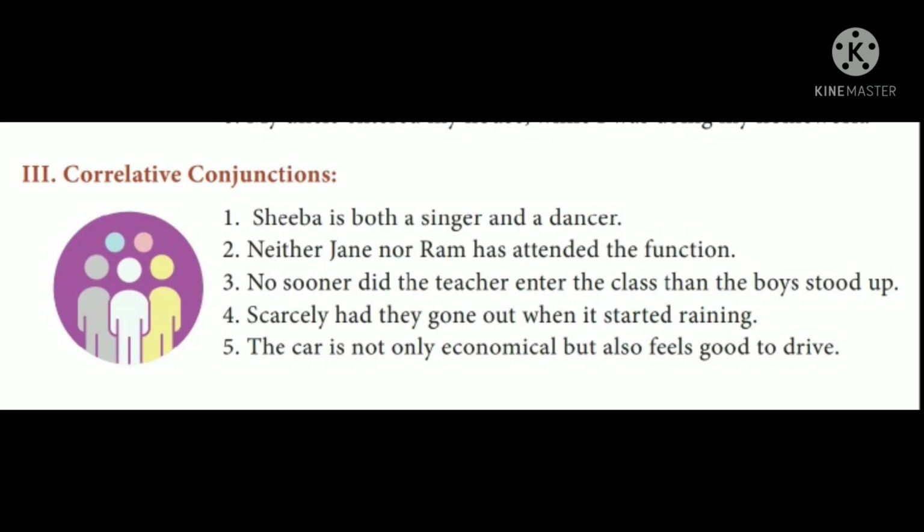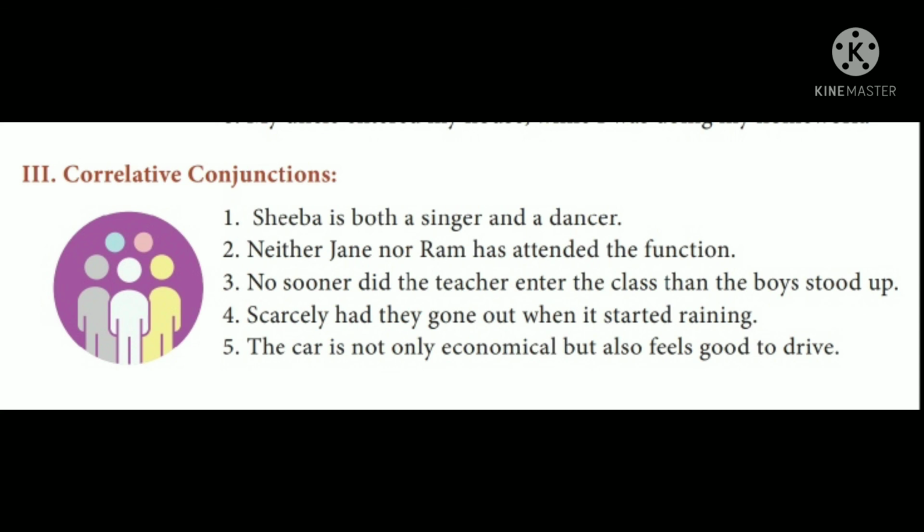Now coming to the third one, that is correlative conjunctions. Already we have seen that correlative conjunctions are always used in pairs. See the first sentence, Sheba is both a singer and a dancer. Here the two connectors in each sentence are related to each other, so it is known as correlative conjunction. Here both and are called correlative conjunctions. Next one, neither John nor Ram has attended the function. Here neither nor are the correlative conjunctions.